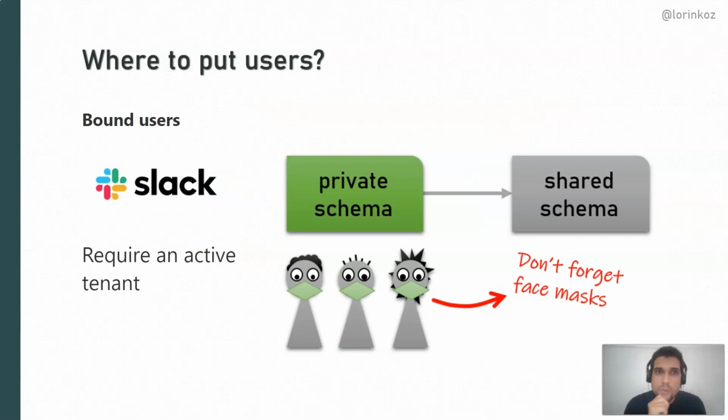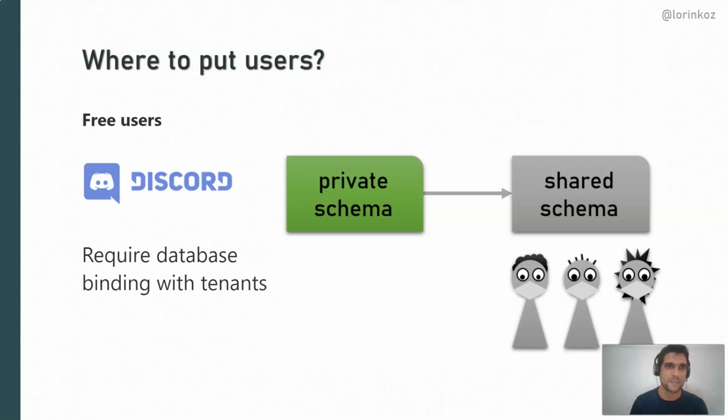If you're going to have bound users, the Slack style, well, you have to place them in your private schema, and you have to know that you will require an active tenant to be previously set before even being able to query your users. And of course, don't forget to use face masks.